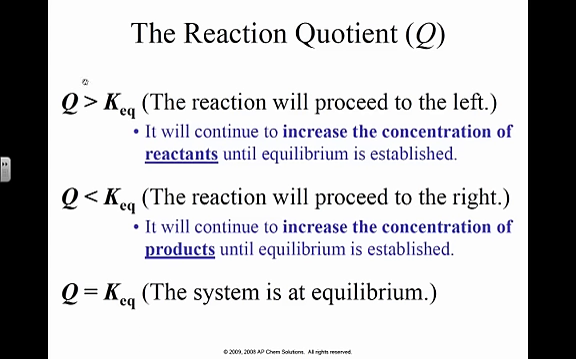So when Q is greater than K, the reaction proceeds to the left. It will continue to increase the concentration of the reactants, and the products will decrease. When Q is smaller than K, the reaction will proceed to the right. It will continue to increase the concentration of products, decrease the concentration of reactants. When Q equals K, you are at equilibrium.